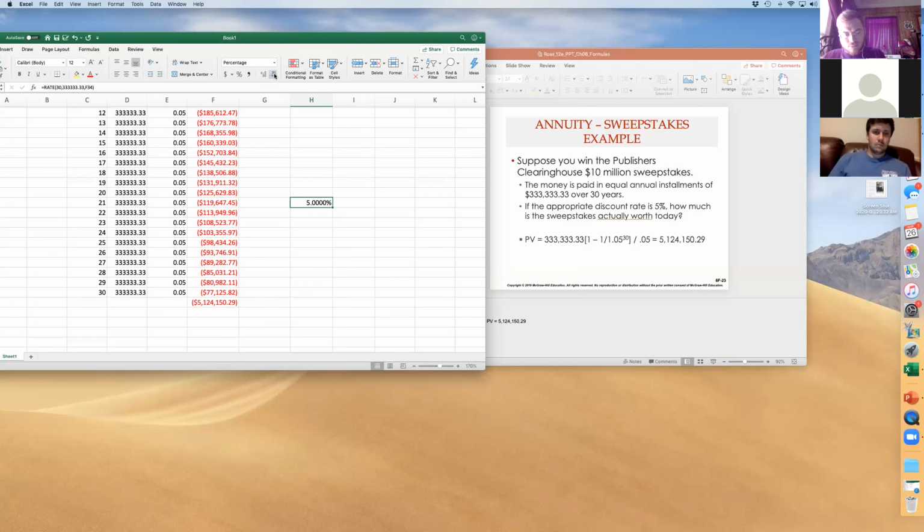Does that make sense? What I just did was, if I were only given the information that I got that annuity versus 5,124,000, then I could back out what the actual rate of return they were using to discount the annuity. And that gets me 5%. And then I could sit there and think about, oh, could I do better than that? And if I think I could do better than 5%, I would take the cash.